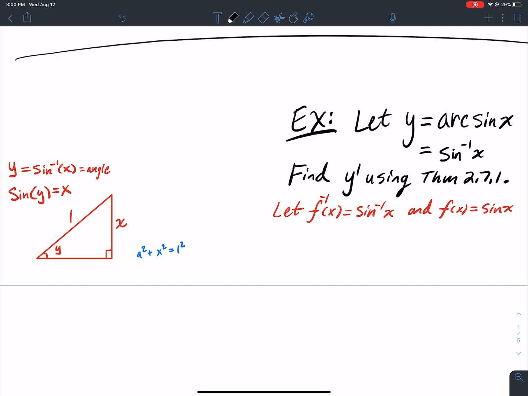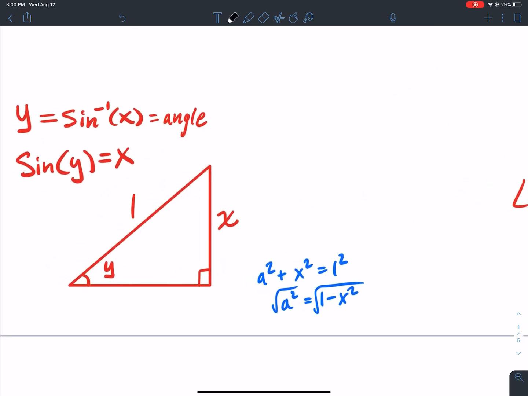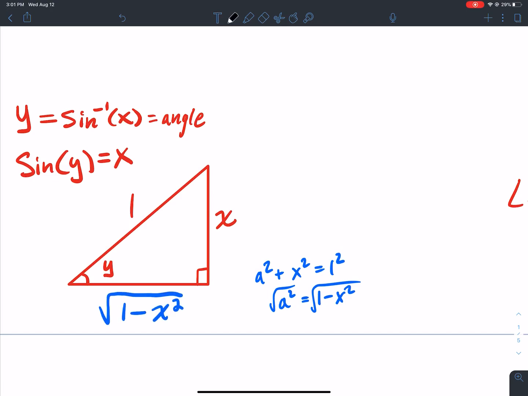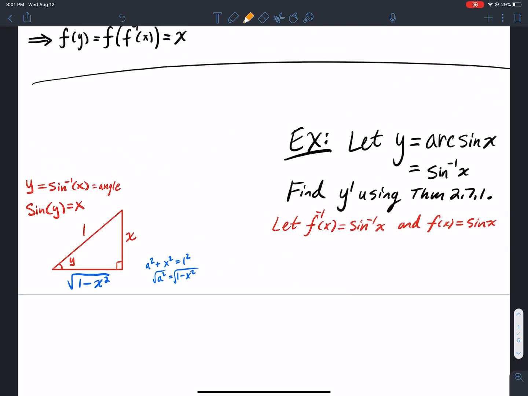Now, I can use the Pythagorean Theorem, a squared plus b squared equals c squared right here. So I'm using the Pythagorean Theorem to find this side here. I need to solve for a, so how do I do that? I subtract x squared from both sides. And now this is squared, so I need to square root. And whenever I square root, I get my side here. Okay? So this adjacent side here is equal to the square root of 1 minus x squared.